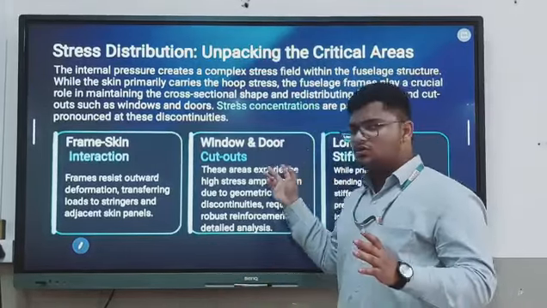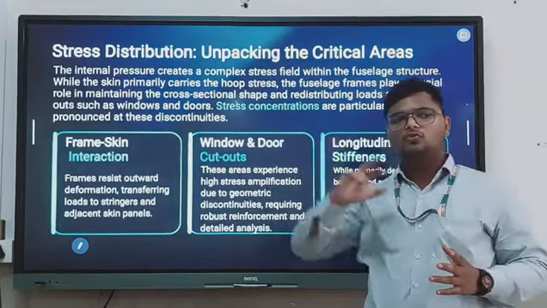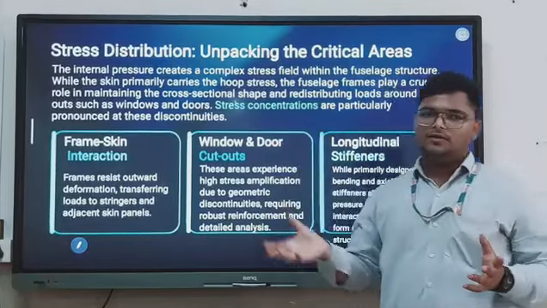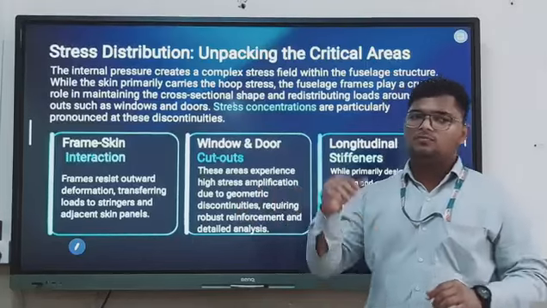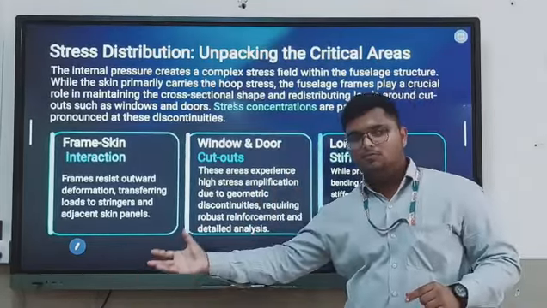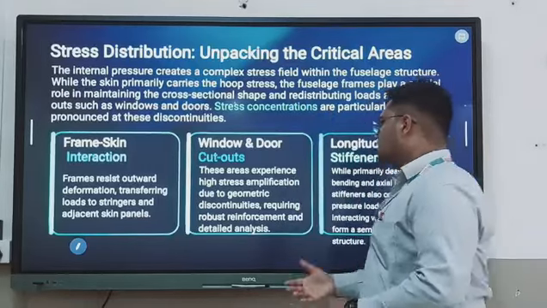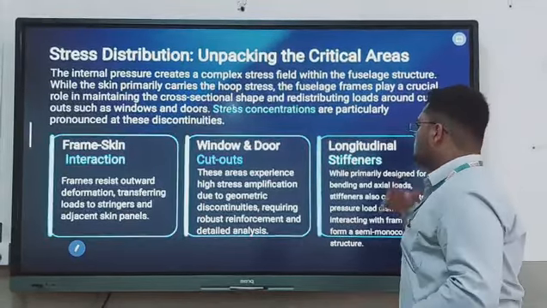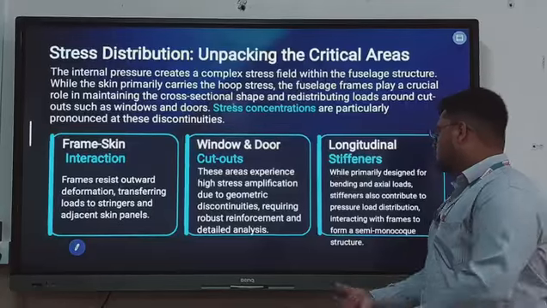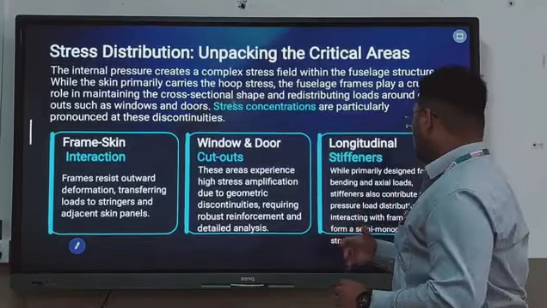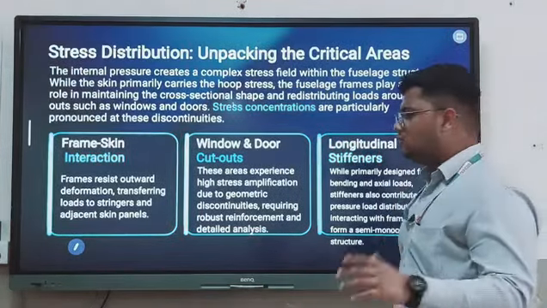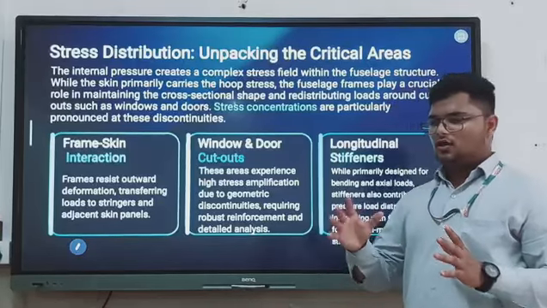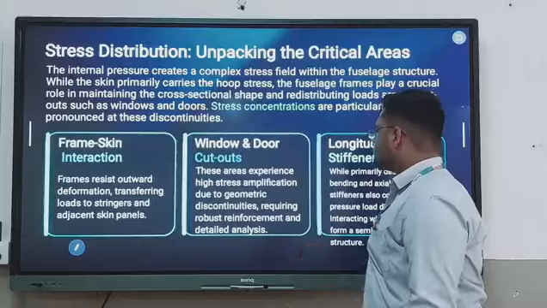Then we have the windows and the door cutouts. Of course, if we cut through a metal or any part, the stress applied at the cutout will be more than on the rest of the part, because it is a cutout. The geometric discontinuity affects it a lot. Then we have longitudinal stiffeners. They are designed for bending and axial loads, and they contribute to the load. They also help in maintaining the stress, so that the structural integrity is maintained.